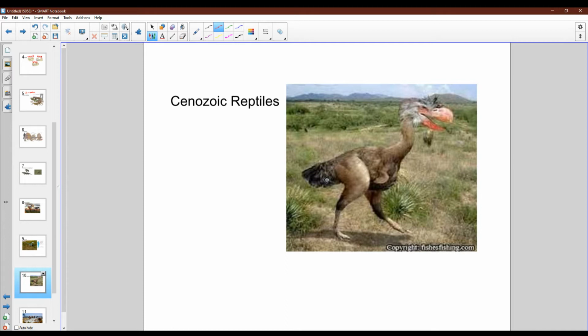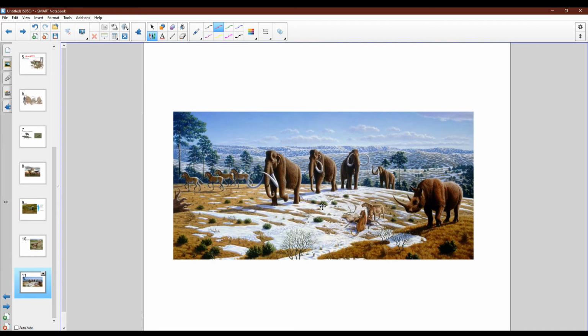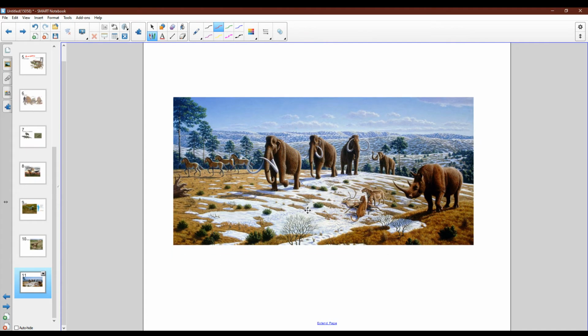And in this particular time, early in the Cenozoic, you have birds that are the largest animals on Earth running around killing everything. And it's much later. I have that picture for some reason.